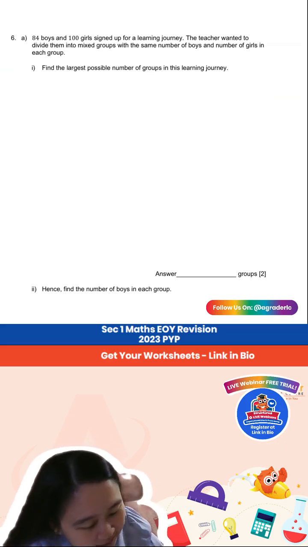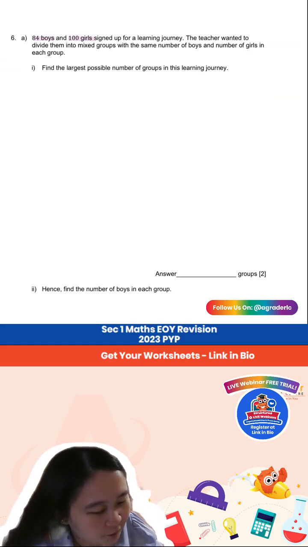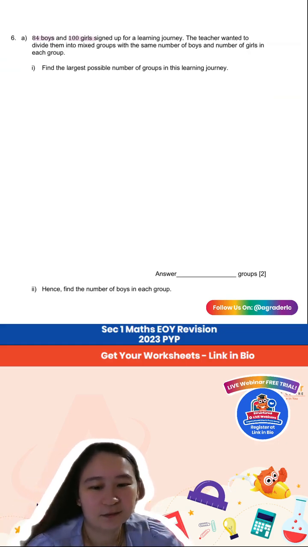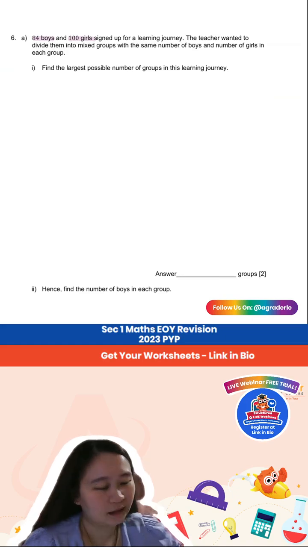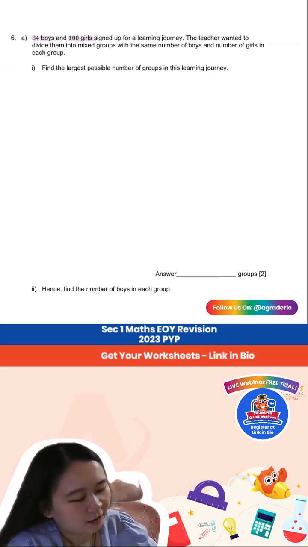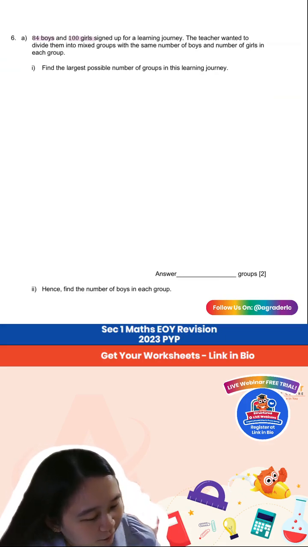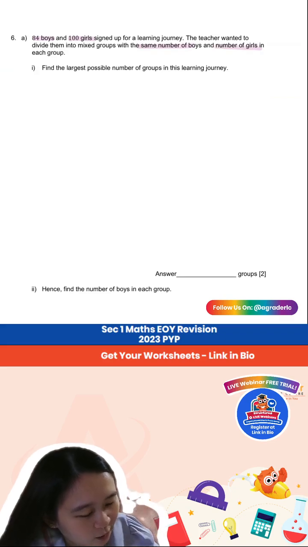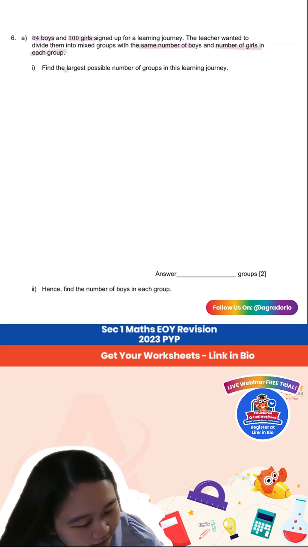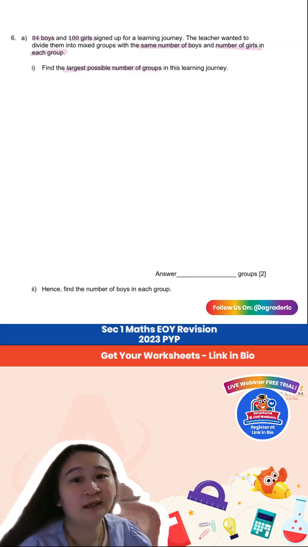Okay, let's continue. 84 boys and 100 girls signed up for a learning journey. The teacher wanted to divide them into mixed groups with the same number of boys and number of girls in each group. Find the largest possible number of groups in the learning journey.